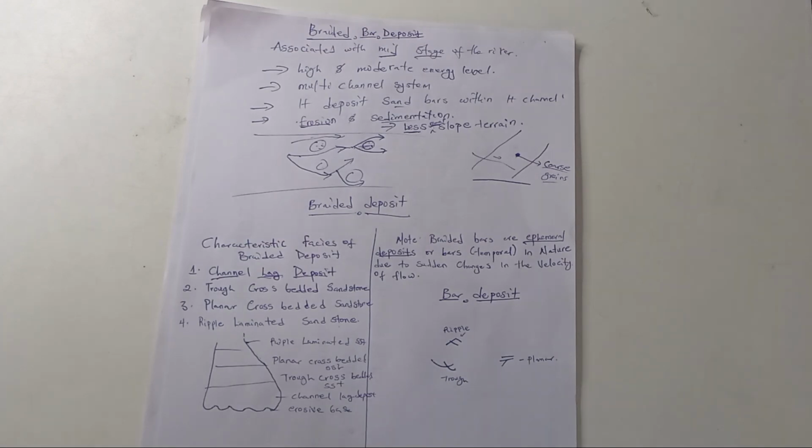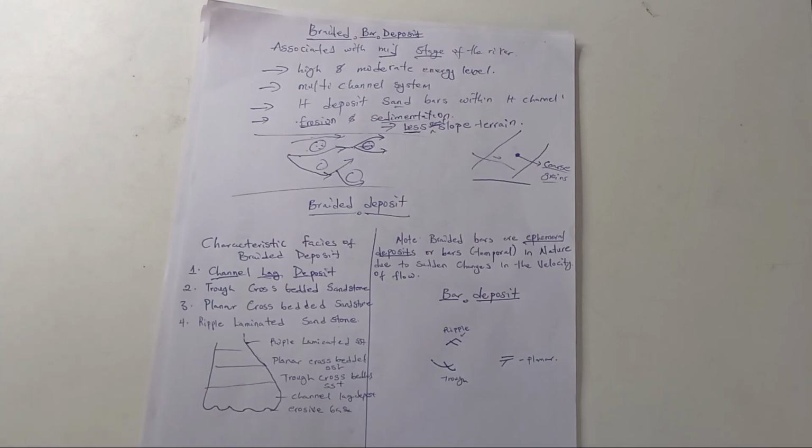So the braided bar deposit that is here today might not be there tomorrow. So it's an ephemeral form of deposit in nature. You can be asked: can you explain what you mean by braided bars are ephemeral deposits? 2 marks. The deposit is ephemeral in nature due to sudden changes in the velocity of the flow, because of the fluctuation between high and moderate energy level.